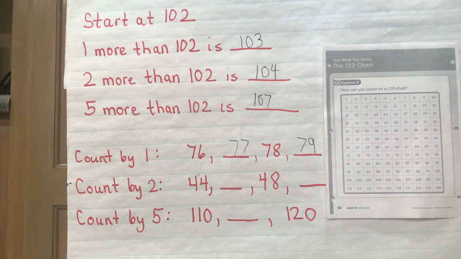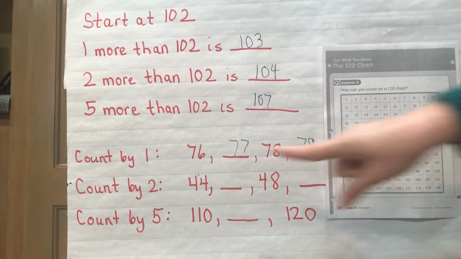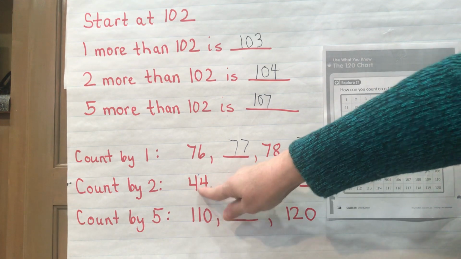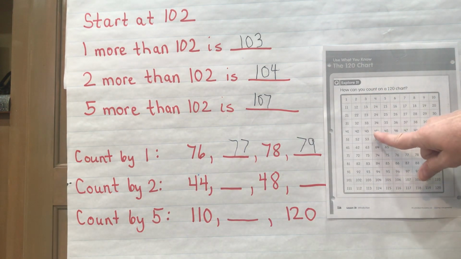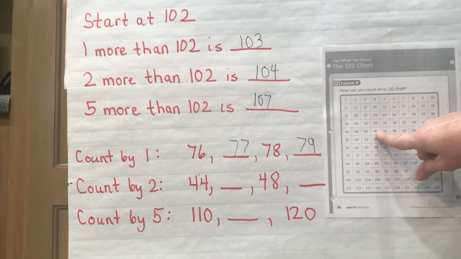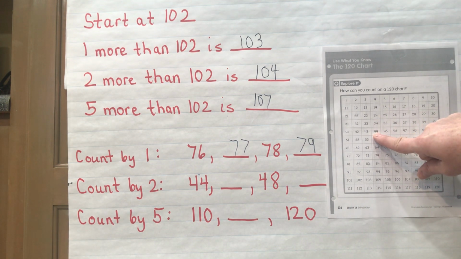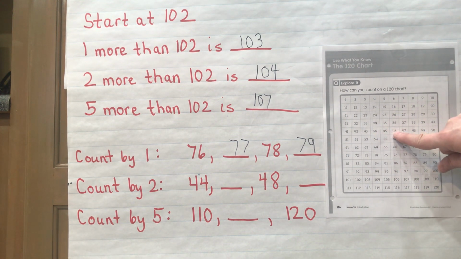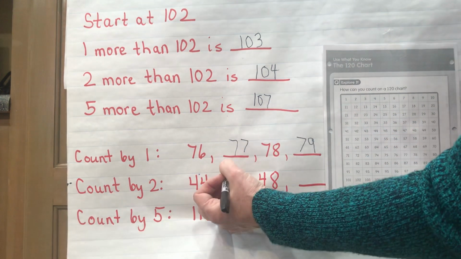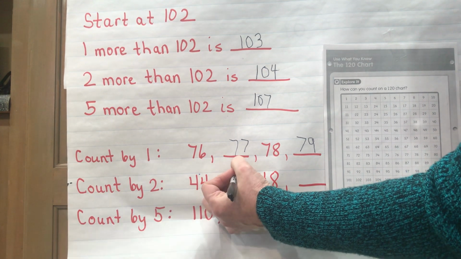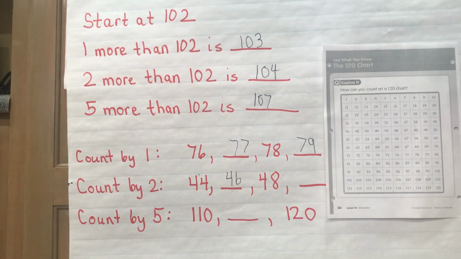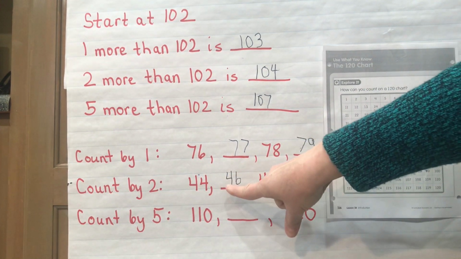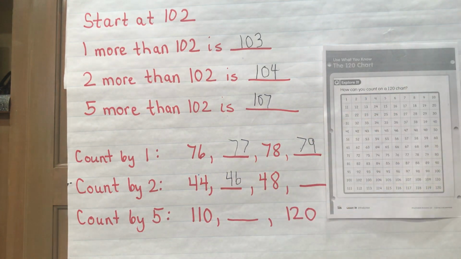So now remember, count by 2 is like skip counting. So I know what to start at, 44. So I'm going to find 44 on my 120s chart, and I'm going to count over 2 because I'm going to count by 2s. 1, 2. There it is, 46. Yes, I skipped the number 45, didn't I? So I'm at 44, 46, 48.